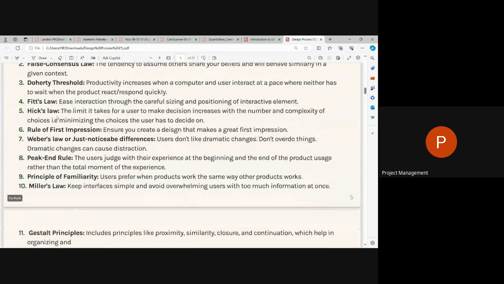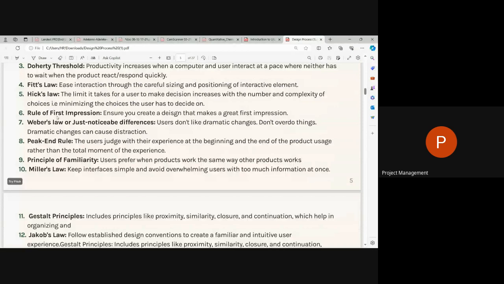So the eighth one is peak-end rule. That is the users, like I said, first impression. The beginning of the user's experience is going to judge the way everything will look from the beginning to the end. It's from the beginning that you know how the user experience will be. So that is for the peak-end rule.